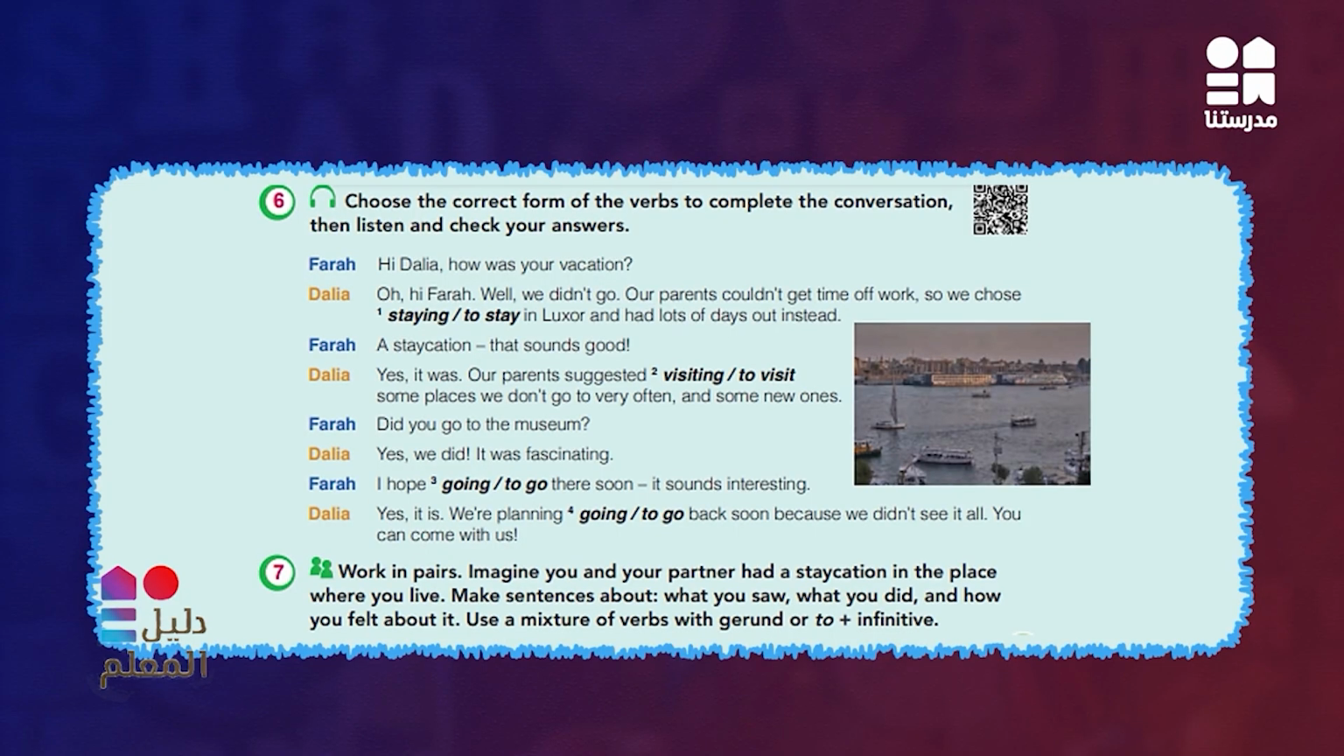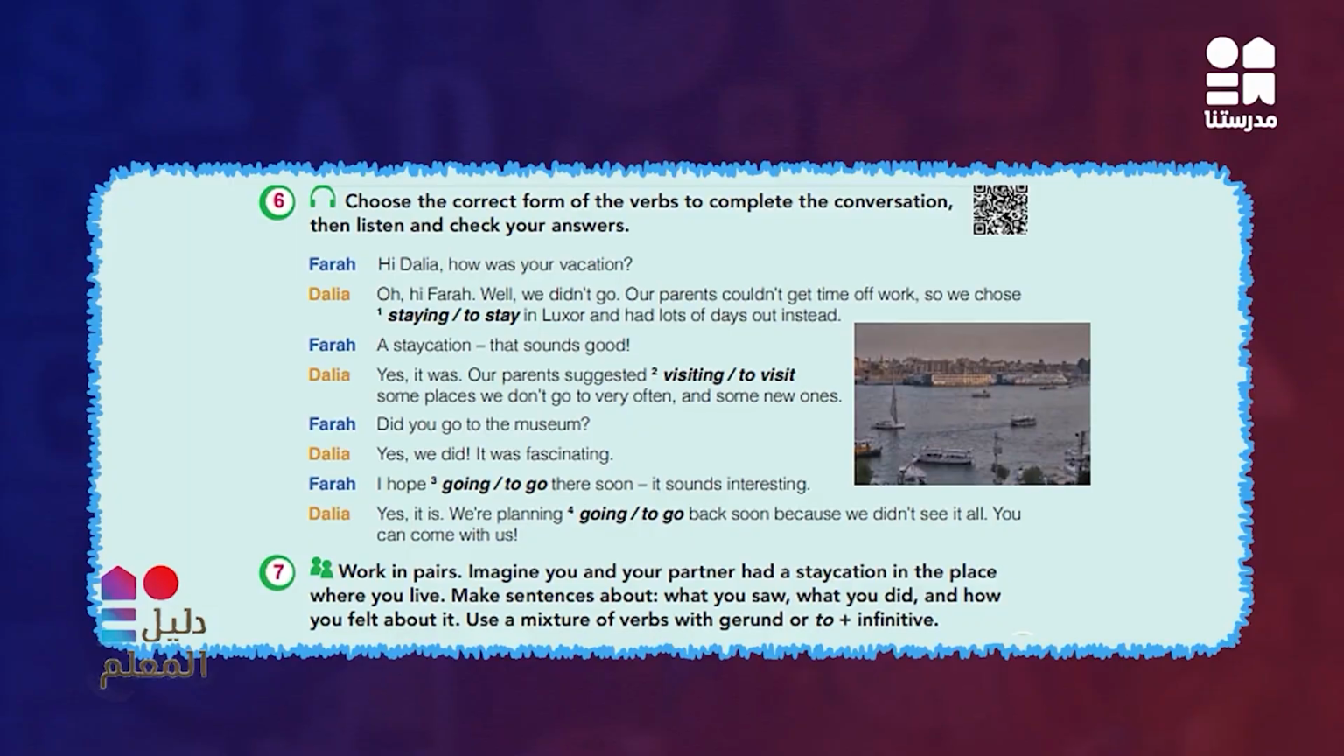Now for exercise 6, students are to practice using verbs plus the gerund and the infinitive, and they choose the correct form of the verbs to complete the conversation. Draw students' attention to the verbs in bold in the sentences. Elicit which verb form students use for number 1, to plus infinitive. For example, to stay. Students complete the remaining sentences individually. Then compare answers. Play the recording, pausing after each answer to check. Ask students to read out the whole sentence.